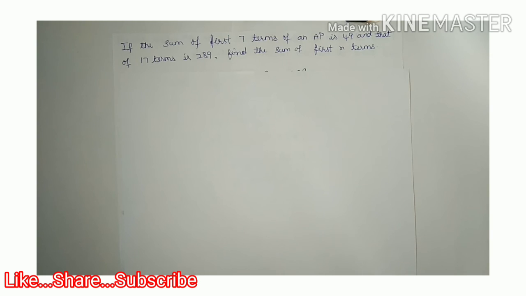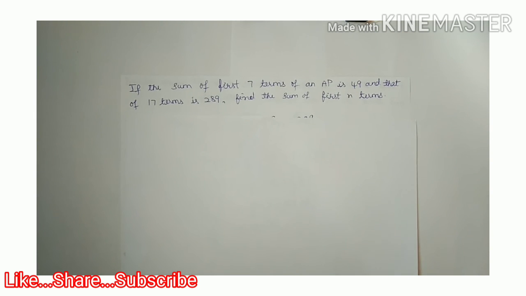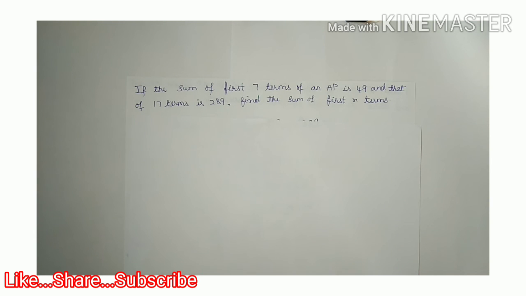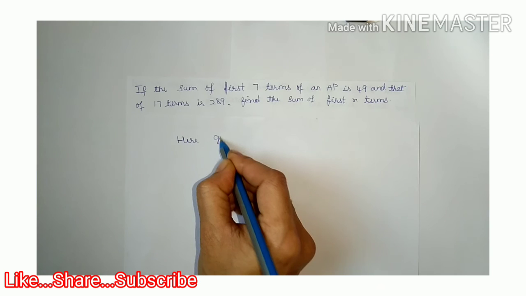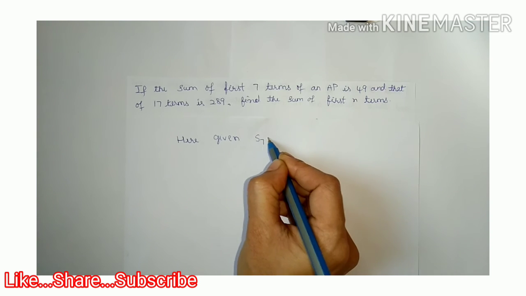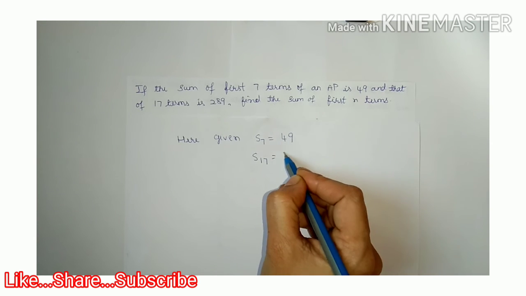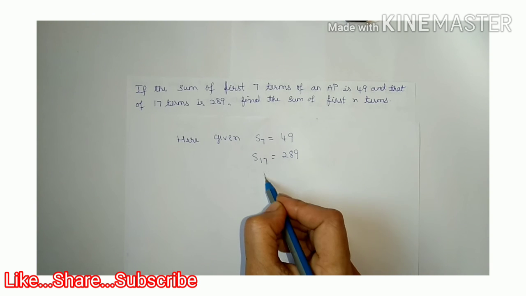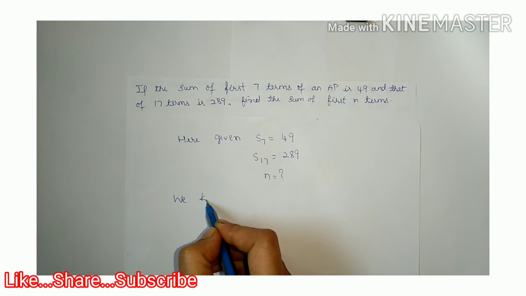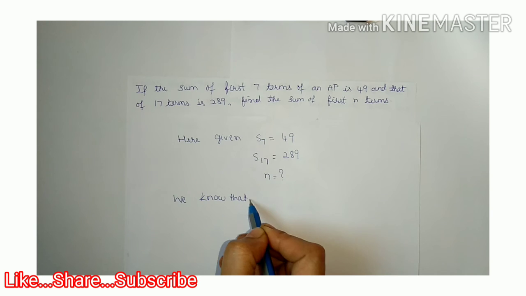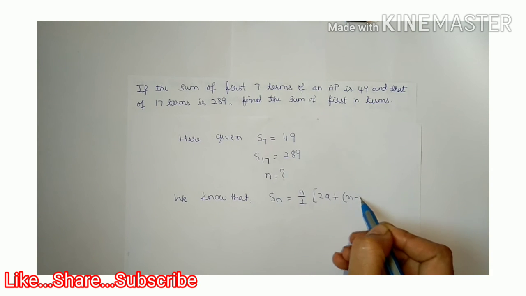Next example. If the sum of first 7 terms of an AP is 49 and that of 17 terms is 289, find the sum of first n terms. Here given, sum of first 7 terms S7 is 49, sum of first 17 terms S17 is 289. We need to find the sum of n terms. Using the formula, we know that Sn is equal to n by 2 into 2a plus n minus 1 into d.